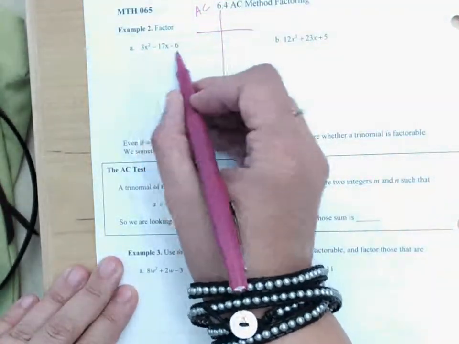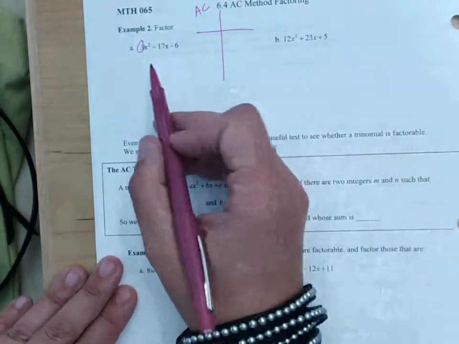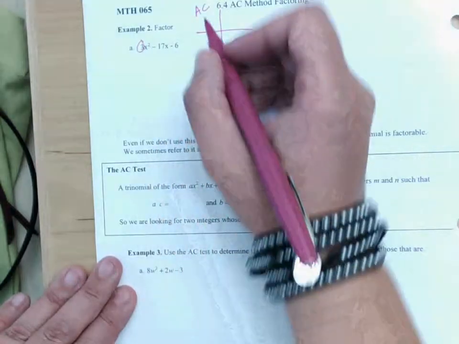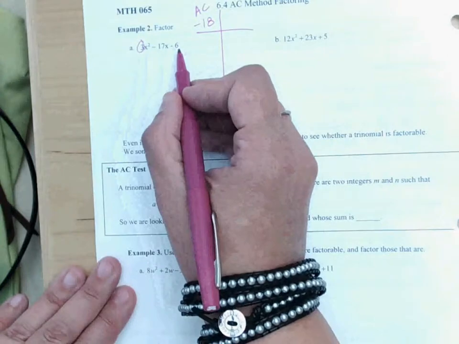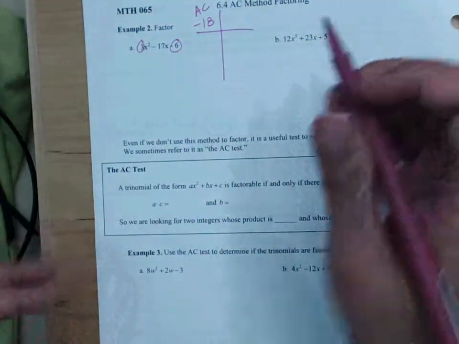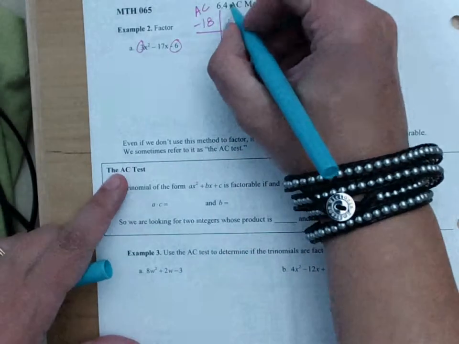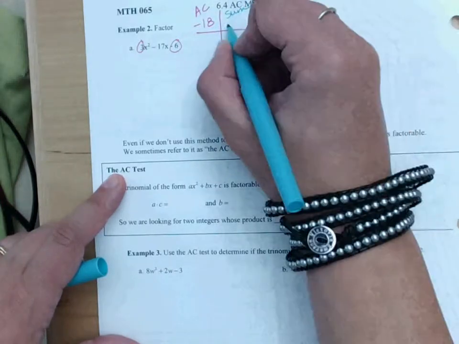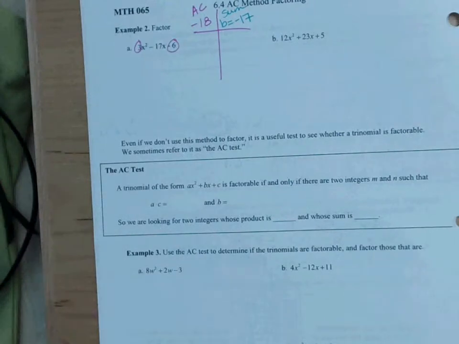I need to multiply these. If I have a leading coefficient of more than 1, I have to multiply them. So I have 3 times negative 6 is negative 18. That's the number I'm factoring. I'm going to take A times C, and then I'm going to look for those factors. They have to have a sum of B. B equals negative 17. So can you think of any two numbers that multiply together to give you negative 18 that add to negative 17?